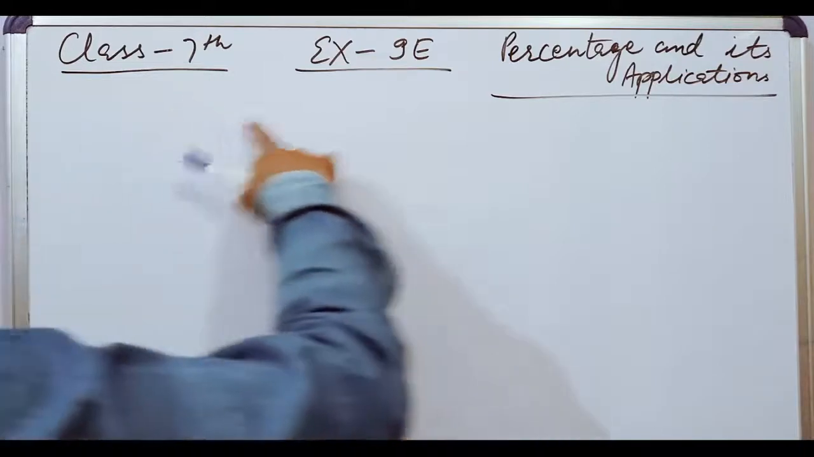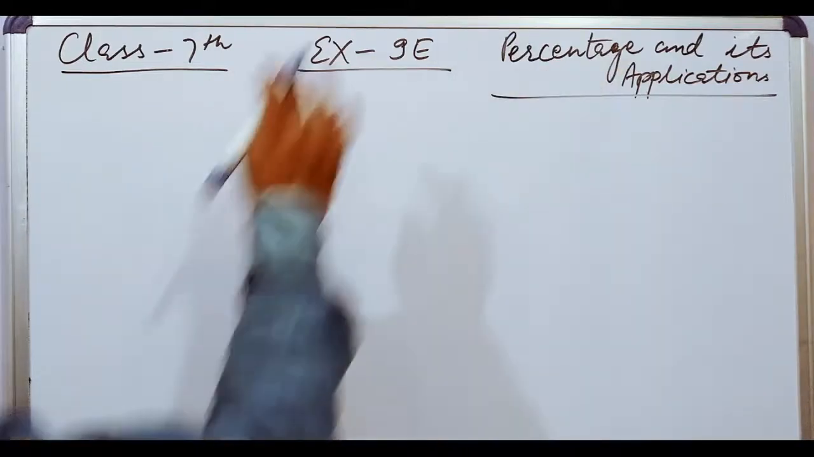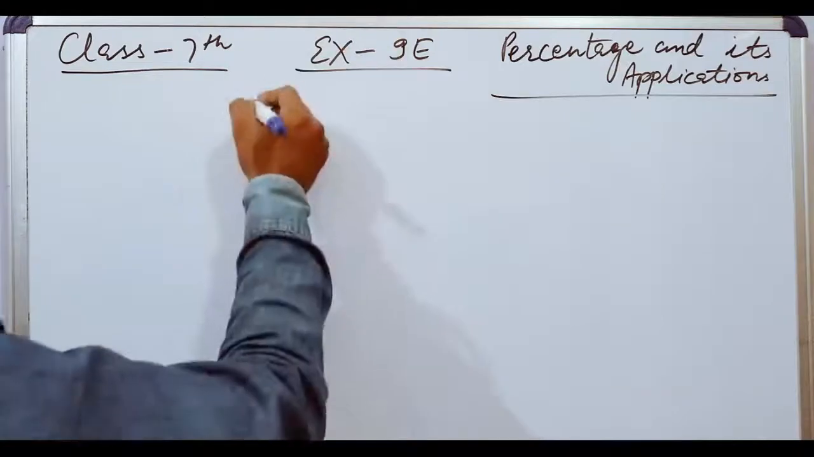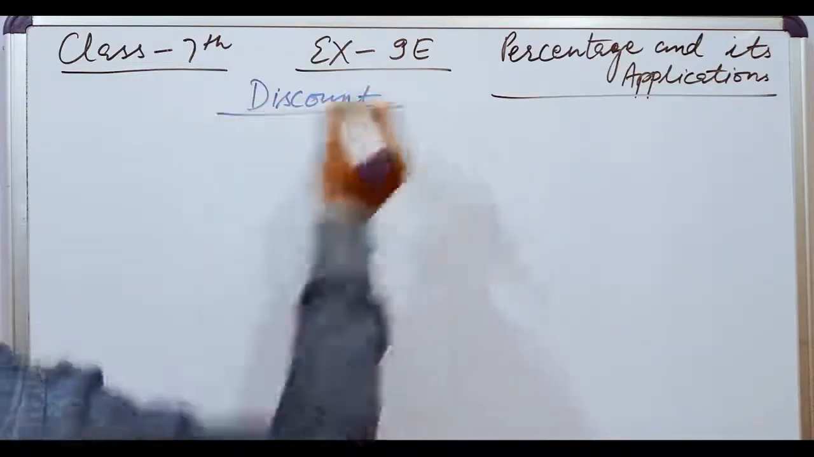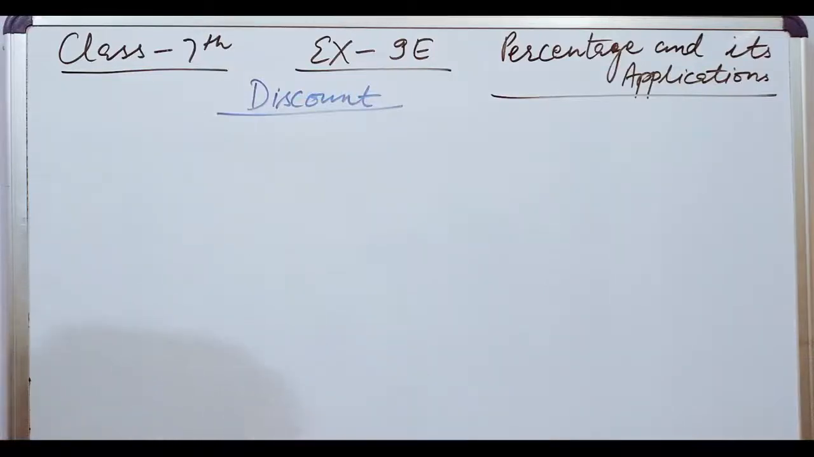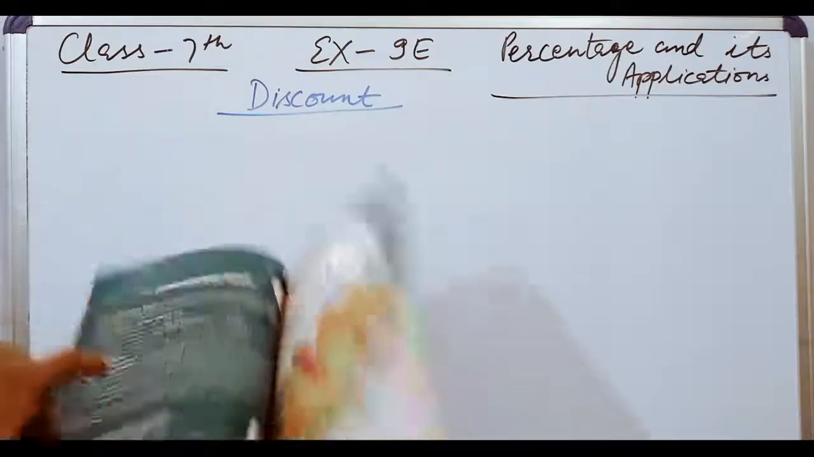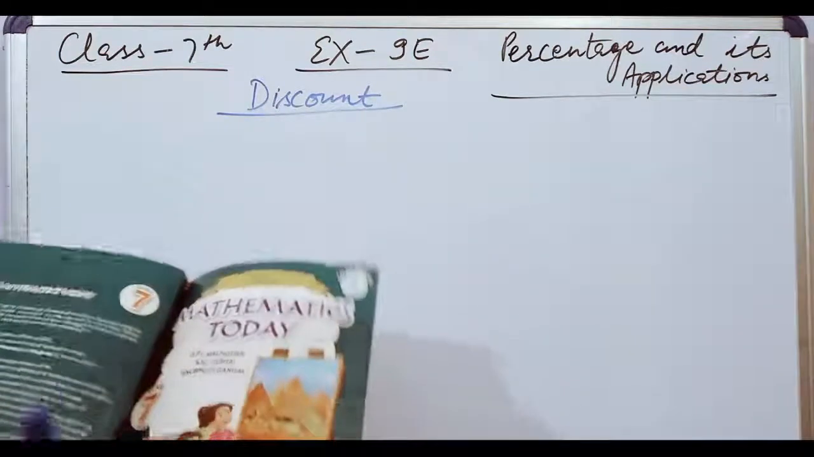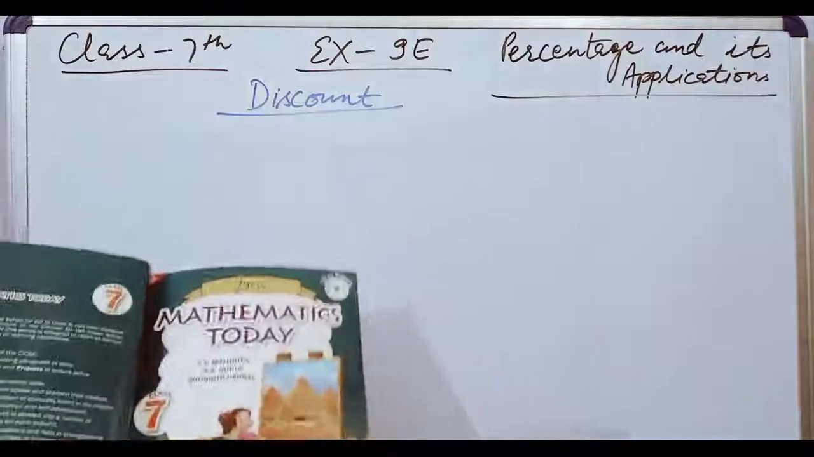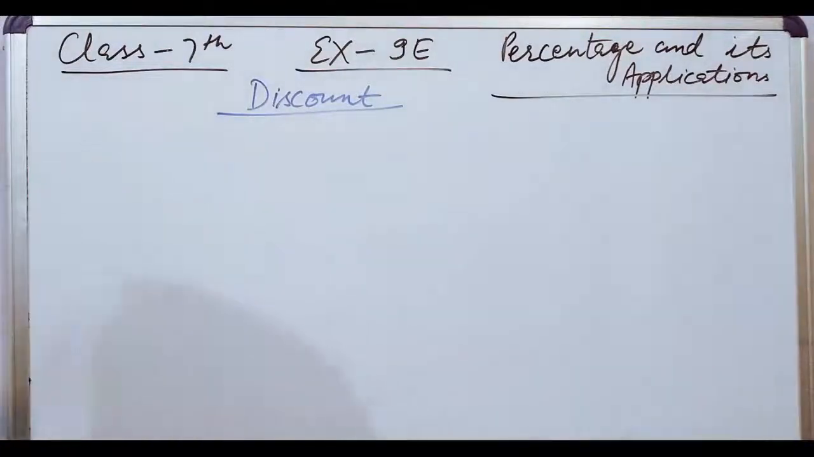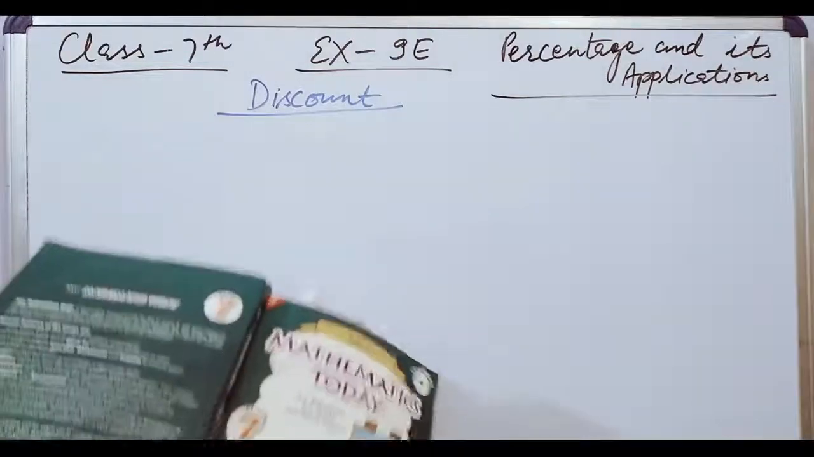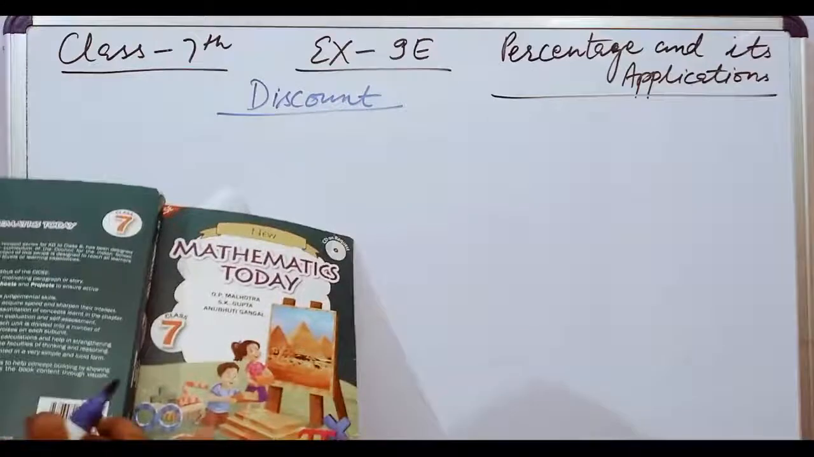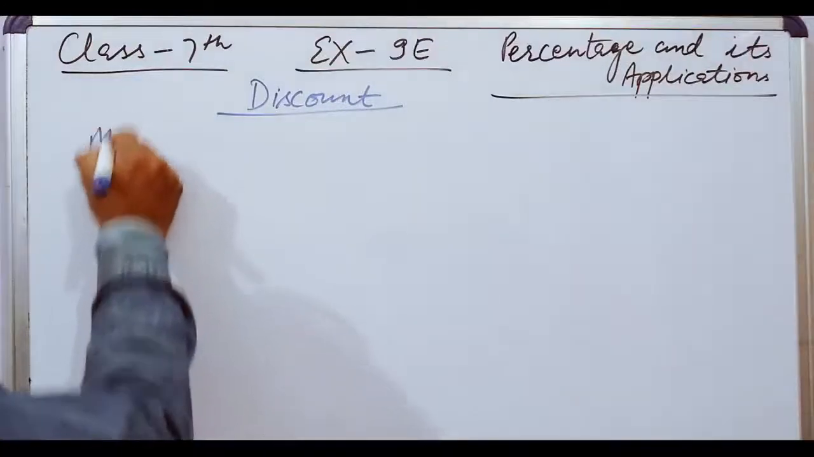Today I will teach you percentage and its application, exercise 9e, topic discount. So what is the discount, dear students? Discount means suppose that you are purchasing this book, and the price is 500 or 505. This is called the tag price, the mark price.